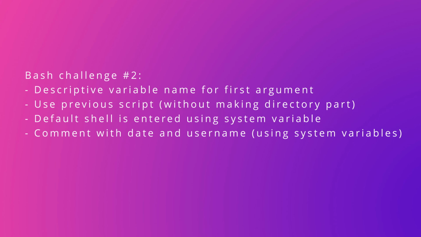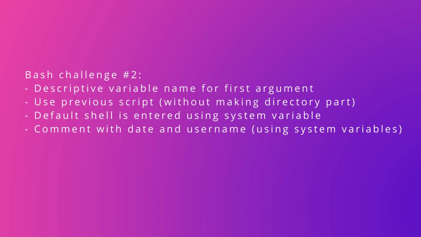Here's a challenge to test what you've learned. Use the script from the last video without the part where we added a directory, and change it so that your default shell path gets its value from the system variable. Then on the second line, add a comment which shows the date and time this script was created and by which user.